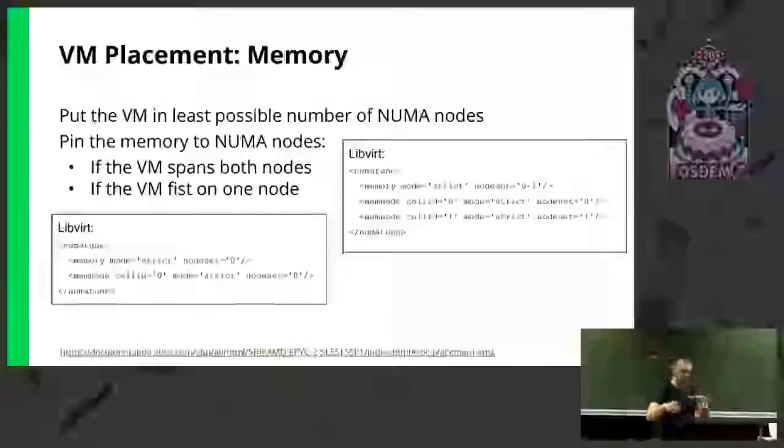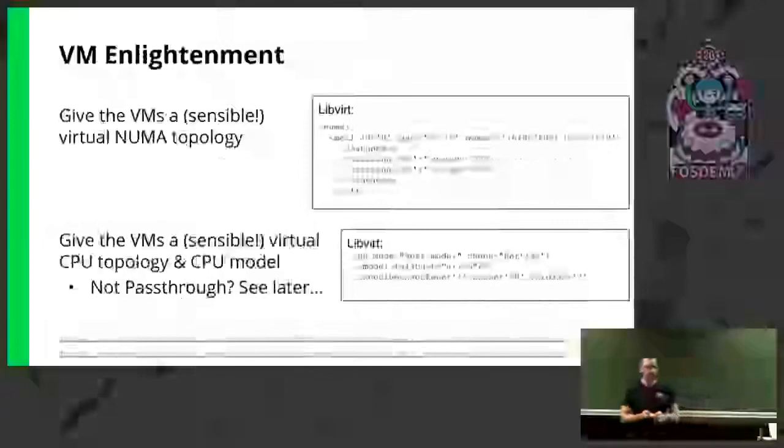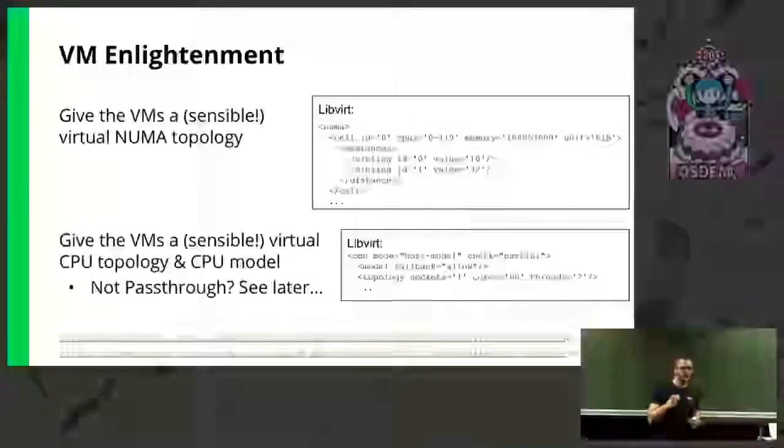And then in the other case, which is when the VM is not large enough to span both NUMA nodes and it fits in just one of the NUMA nodes, then you put all its memory in that NUMA node, as simple as that. And then, if the VM spans both of the NUMA nodes, then you put half of its memory on one node and the other half on the other.